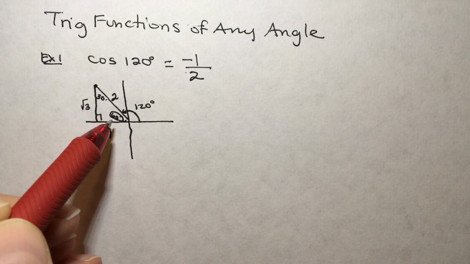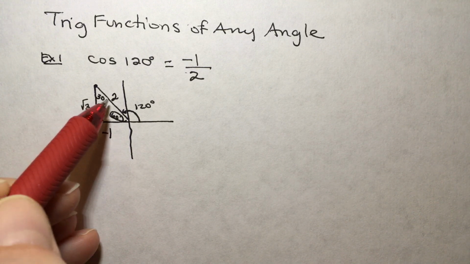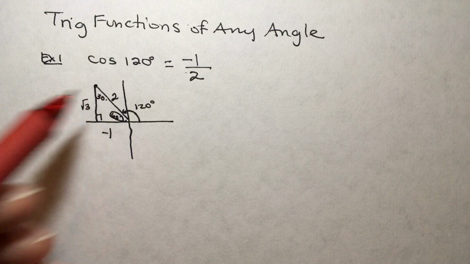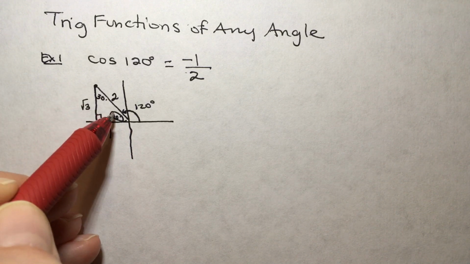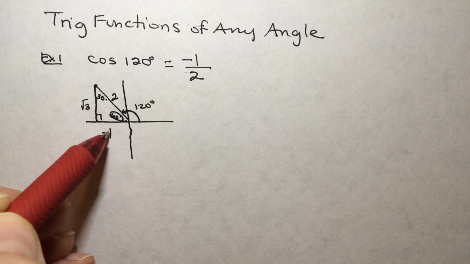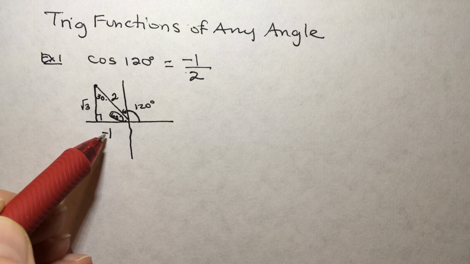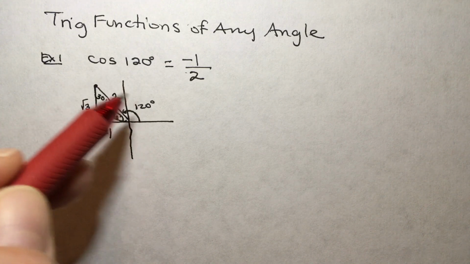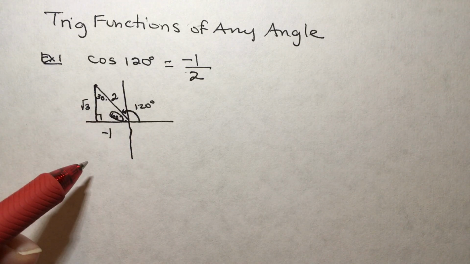If I want the sine of 60, that's opposite over hypotenuse, that's radical 3 over 2. It's done. If I want the tangent, opposite over adjacent, radical 3 over negative 1. So you can find all of your trig functions once you get your picture drawn.